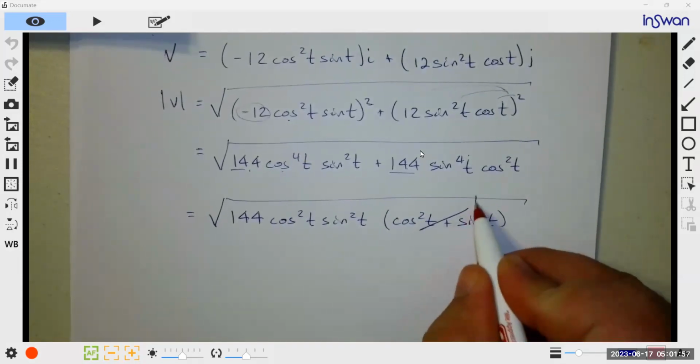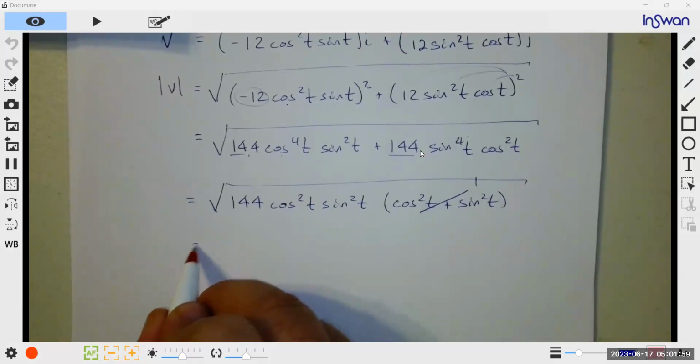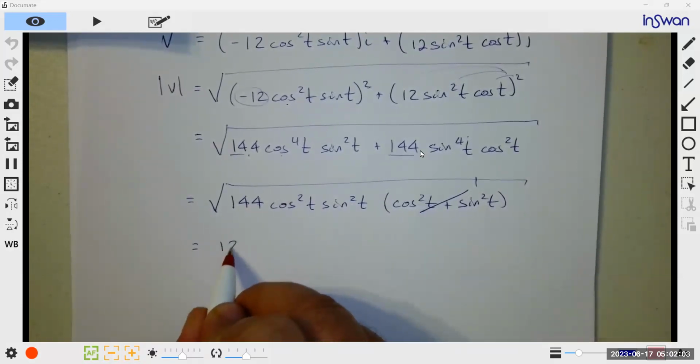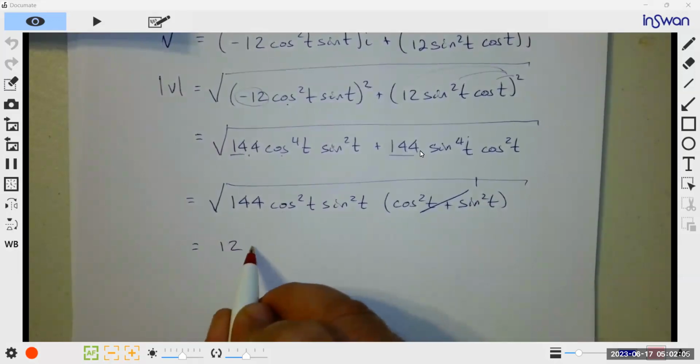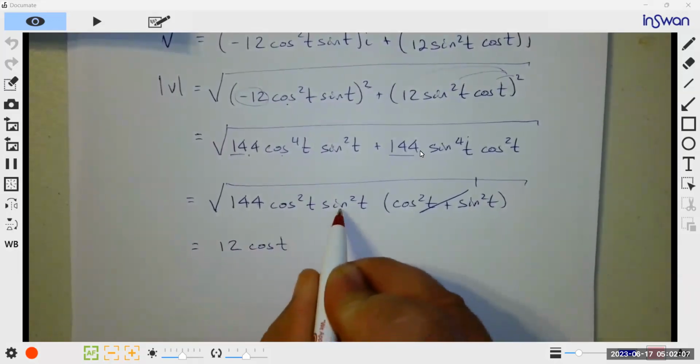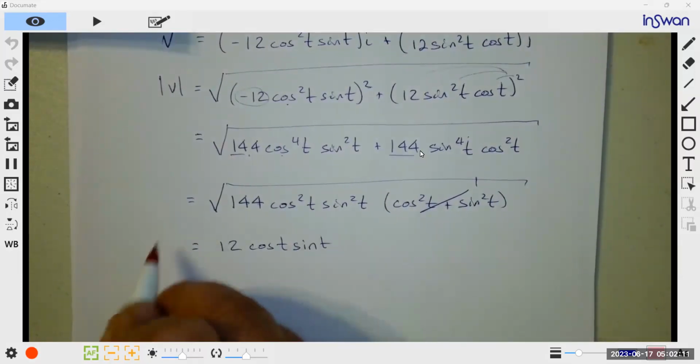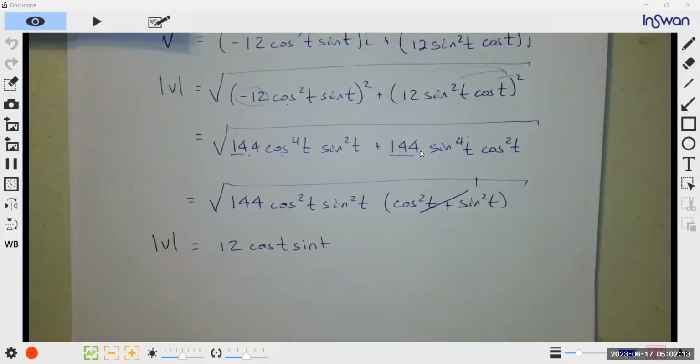This is an identity. These are all the products. So the square root of 144 is 12. Square root of cosine squared is cosine. Square root of sine squared is sine. So that's my magnitude.